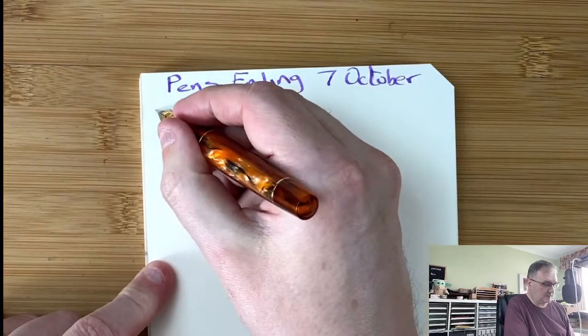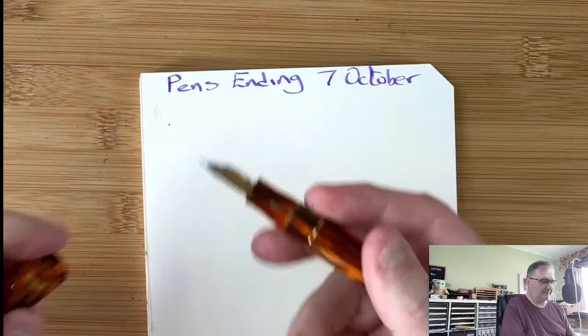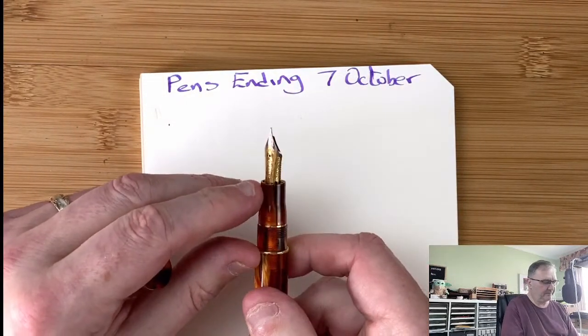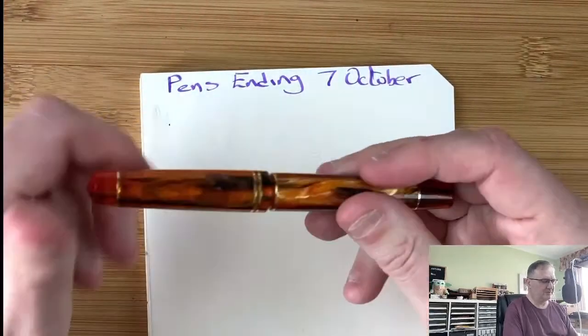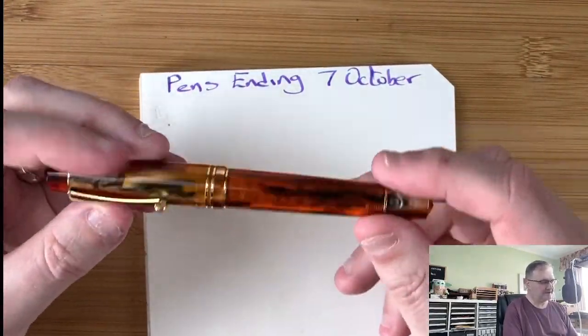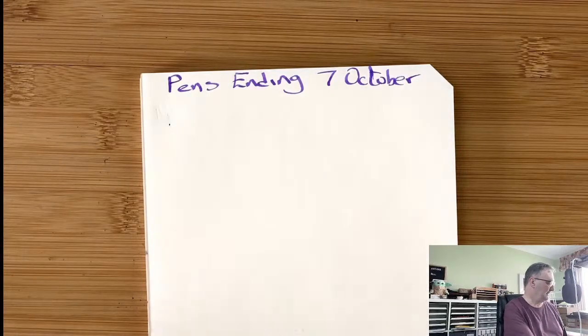So we've got a Mahjong. Yeah, I didn't think it would write. On here we've got the bottom nib that came with it. So that's a fine nib. I do love my M800s. One of my first Chinese pens, and I still love it today.